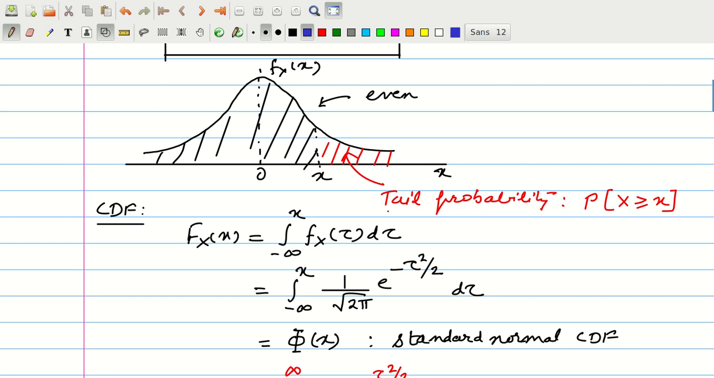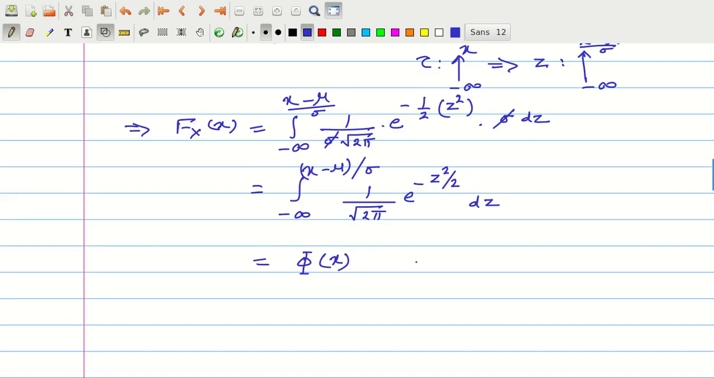So phi(x) is simply the integration from minus infinity to x of 1 over root 2 pi e to the power minus tau square by 2 d tau. Any dummy variable we can use, tau or z, whatever. So here we see that it follows this form. So I should write here, it is phi of x minus mu by sigma. This way the CDF of a general random variable can be expressed in terms of the CDF of the standard normal random variable, the values for which are tabulated extensively.